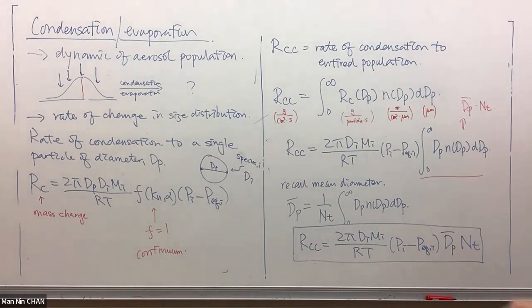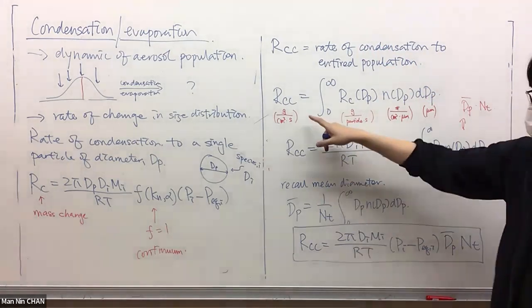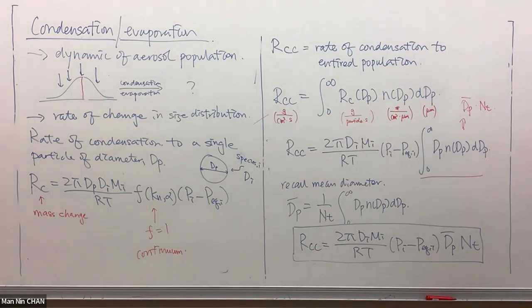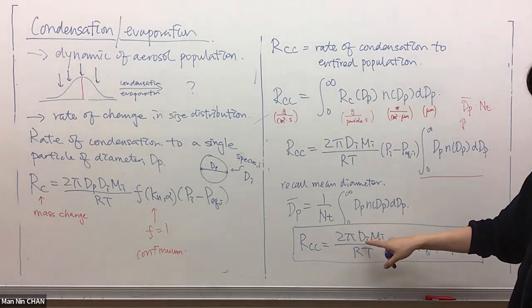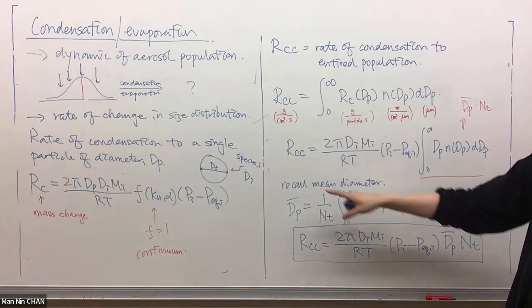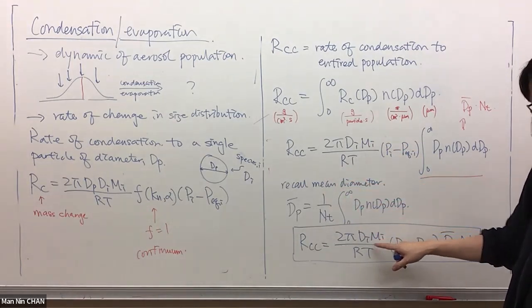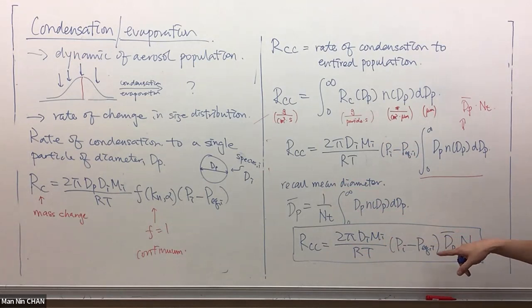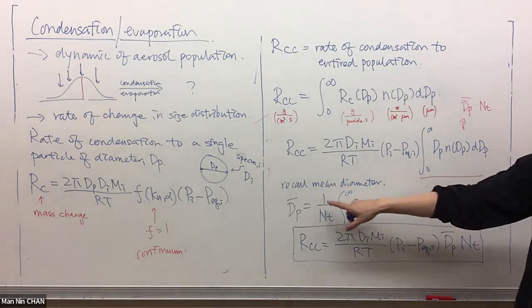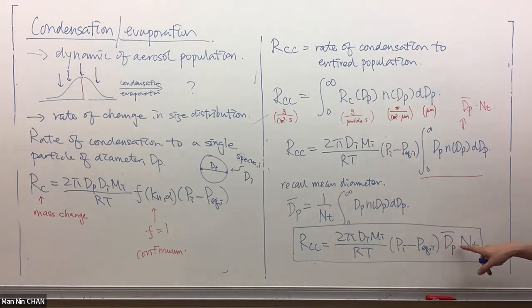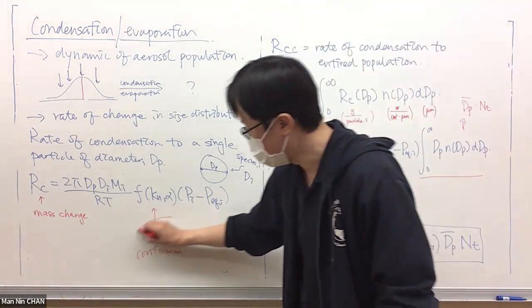So now you can see the rate of condensation to the entire aerosol population. In terms of the units, gram per cm cube per second will be equal to 2 pi times the diffusivity of your species I times the molecular weight of the species I divided by RT, times the vapor pressure difference, and also times the mean diameter of your aerosol population, and then times this Nt. Nt is your total aerosol population here. But remember, to do this, of course, we assume F1 is equal to 1.